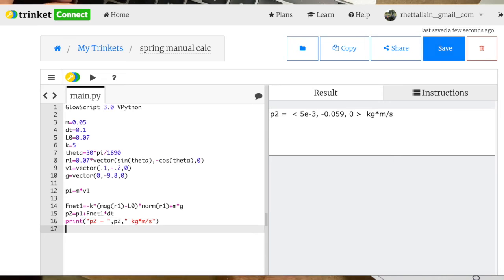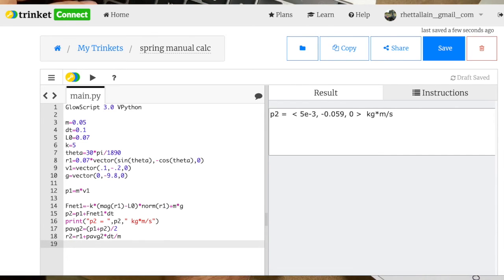You can check your math. Now I'm going to go ahead and find P2 average. I'll call it p average 2, because I'm going to have another one. And this is going to be p1, which is a vector, plus p2, which is a vector, divided by 2. You can do that. Okay, now I'm going to say r2 equals r1 plus the p average 2 times dt divided by m.